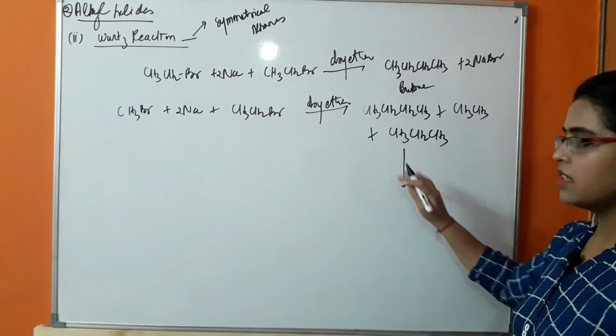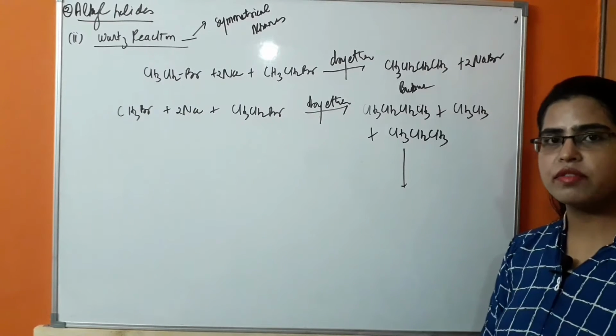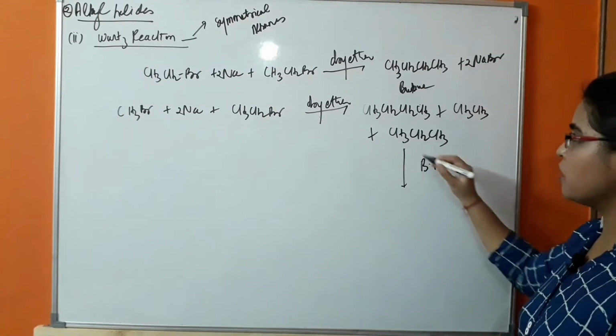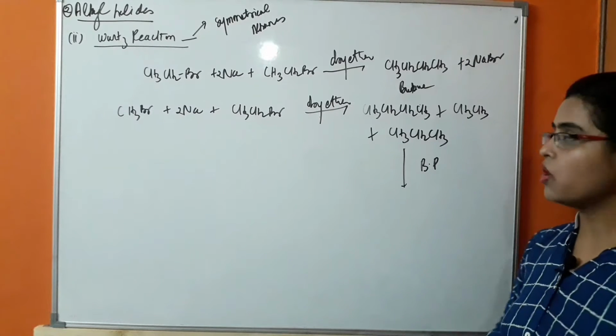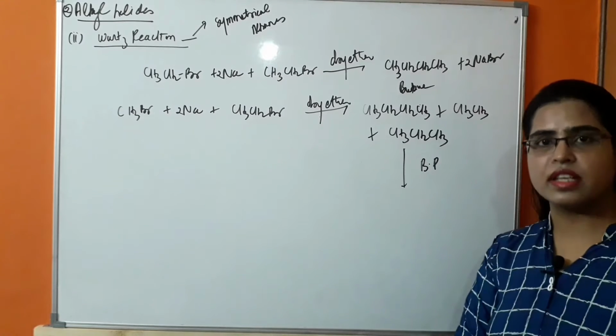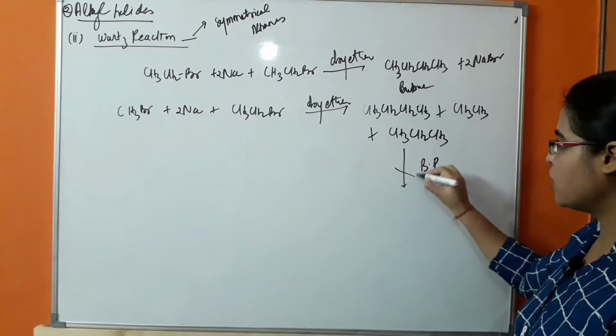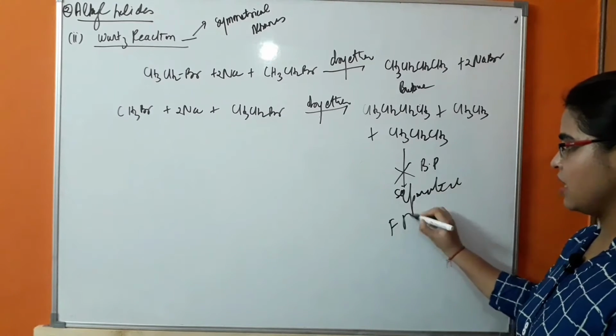Because of that, the separation of this mixture is highly difficult. Why is it difficult? Because the boiling points of these hydrocarbons are almost similar. Because of the small difference in their boiling points, they cannot be separated by fractional distillation.